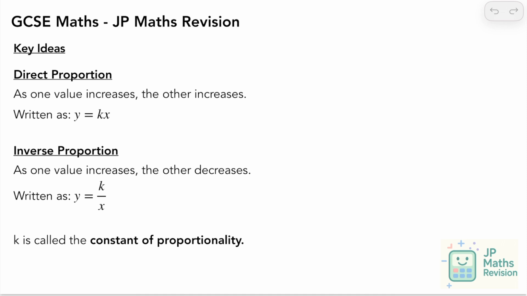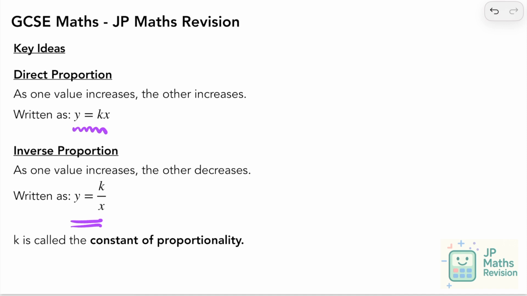If we have direct proportion, as one value increases, the other value also increases. So we write direct proportion problems in the form y equals kx. So this basically means as x gets bigger, y gets bigger at the same rate. So with inverse proportion, as one value increases, the other value actually decreases. So we write these problems as y equals k over x, because in this case, as x gets bigger, y would get smaller because we're dividing by a bigger number.